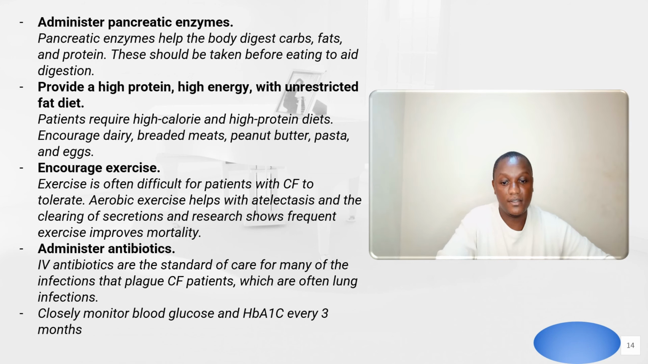Administer antibiotics. IV antibiotics are the standard of care for many of the infections that plague cystic fibrosis patients, which are often lung infections. Then the other thing, closely monitor blood glucose and HbA1c, glycosylated hemoglobin, every 3 months.